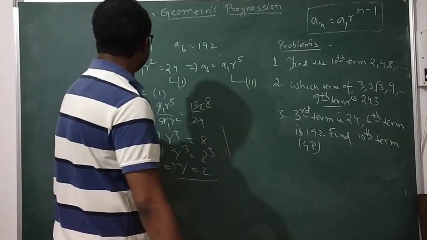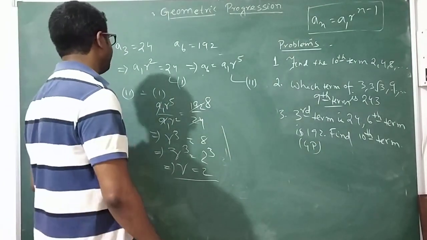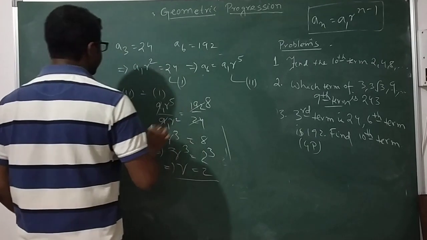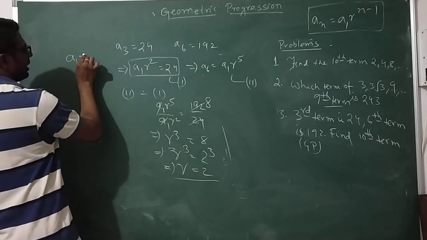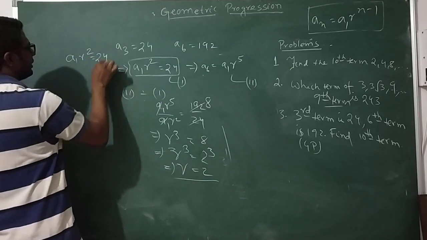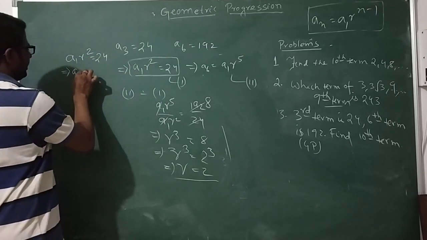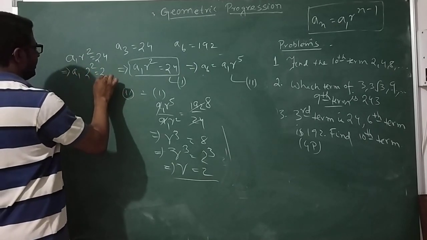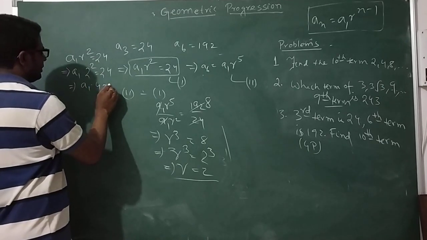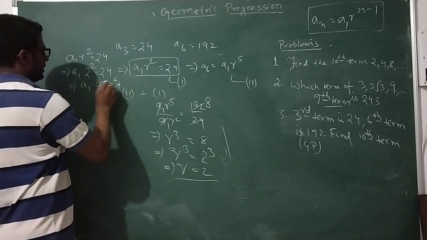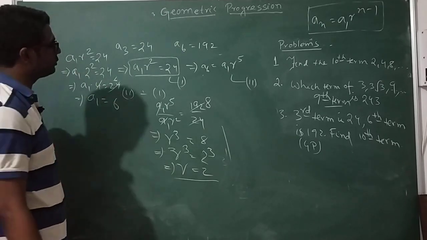You have to find out the 10th term. Do you know the first term? No. You don't know the first term. So first of all you have to calculate the first term. The common ratio is known. Now I will put it in equation 1: A1 r square is 24. Okay? So I will put A1 into 2 square is equal to 24. So A1 into 4 is equal to 24. 4 sixes are 24, so A1 will be equal to 6. And r will be equal to 2.